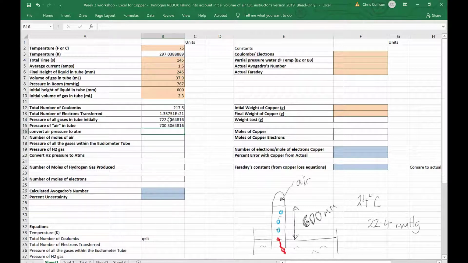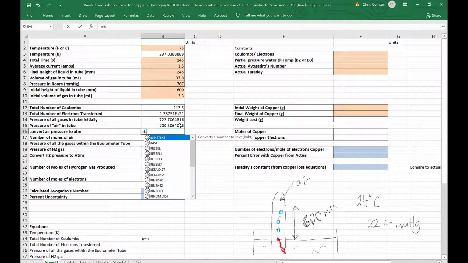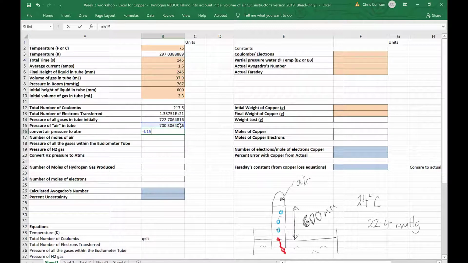Okay, and now we're going to convert this air pressure into atmospheres, and the way we do that is we take that pressure, so it is equal to B15, and the conversion factor that we're going to use is 760, because there are 760 millimeters of mercury for 1 atmosphere, and so that ends up being a fairly straightforward conversion. And so we find that the pressure of the air that's already in that tube is 0.92 atmospheres.